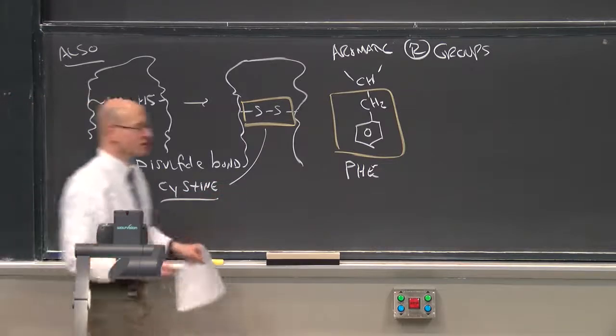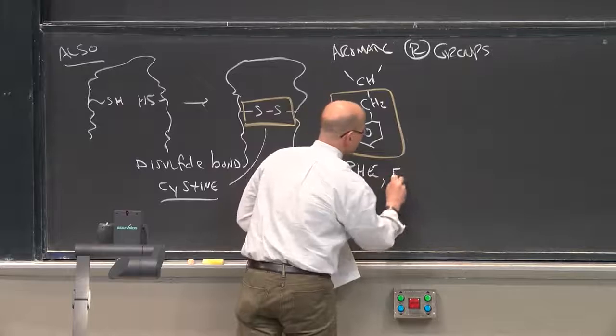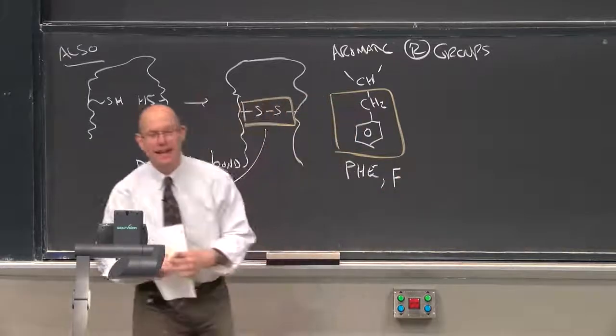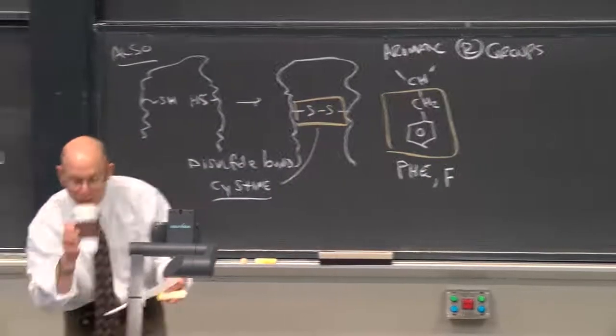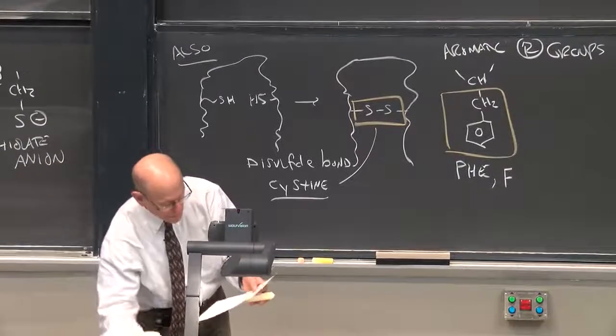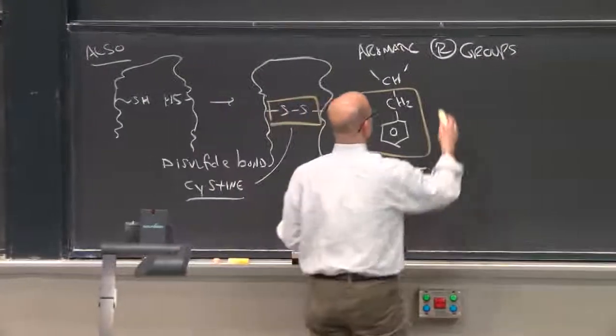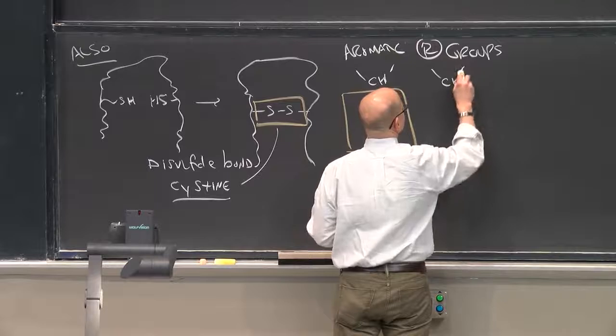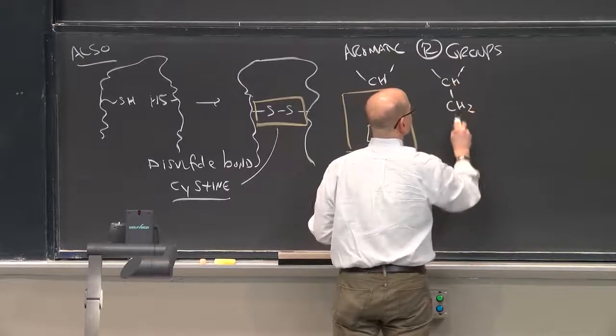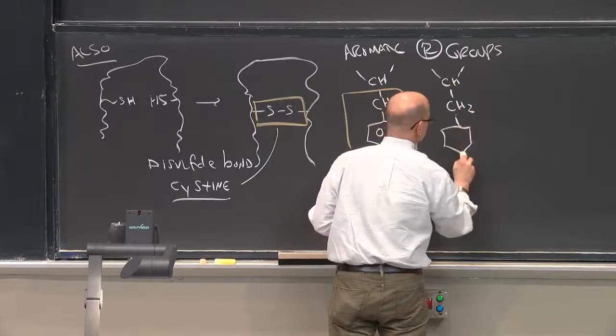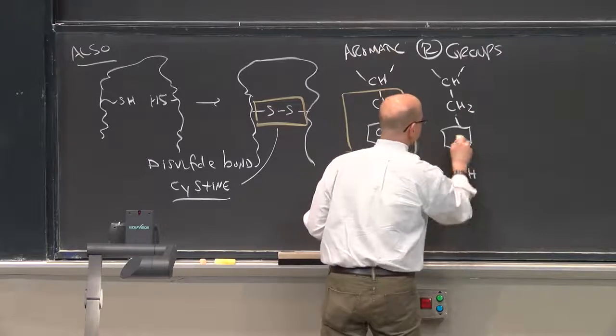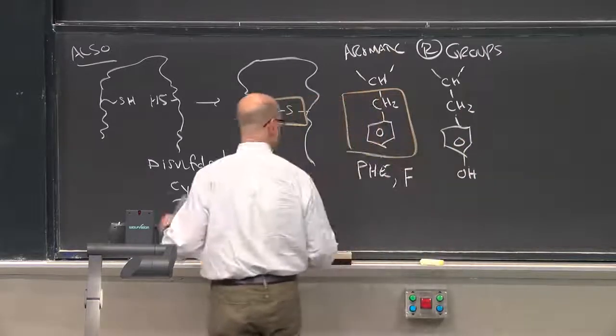So what are we going to use here? Well, we'll use the letter F for phenylalanine. Okay? I can make a molecule that looks almost the same, except I can put a phenol ring on the end of it instead of an aromatic.